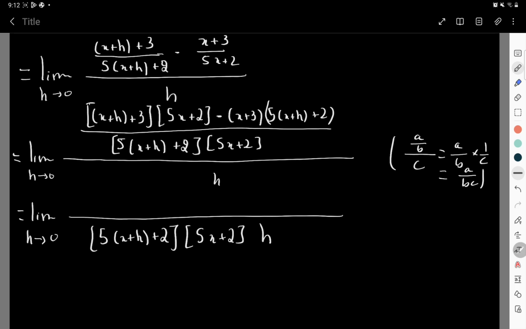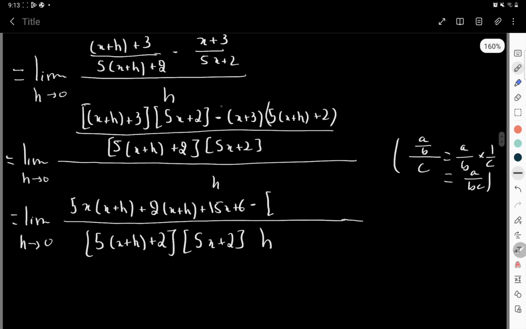Now what I will do is expand the numerator of the numerator, basically. Okay, so what I will do now is expand it, but I will treat the x plus h as one term for reasons that will be clear. Of course, this will make things way easier. So I have 5x times x plus h plus 2 times x plus h plus 15x plus 6. Okay, this is done. Now, let me expand this part.